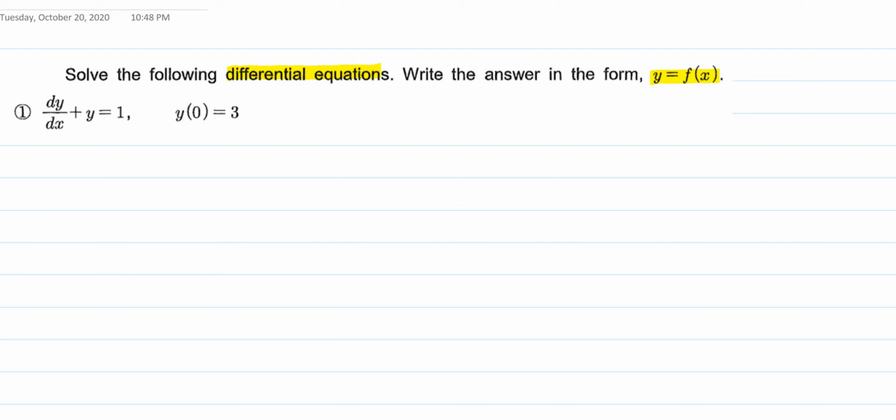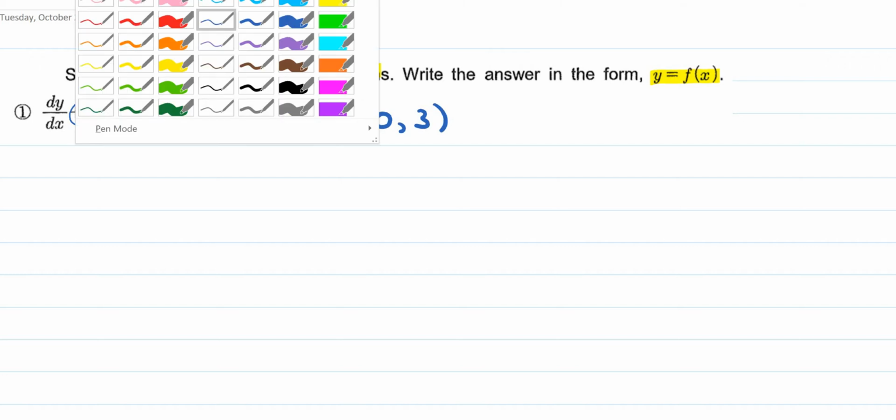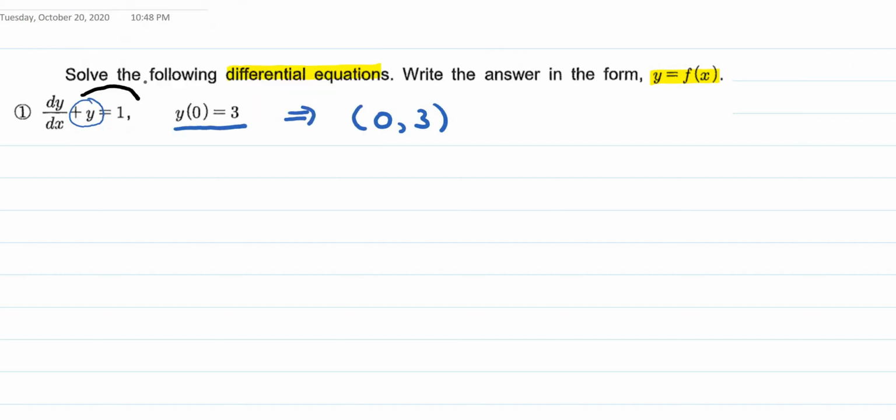Okay, so if I take a look at my question here, I have y of 0 is 3. So if I just translate that into a point, that's really the point (0, 3). So the equation will pass through that point. And what I see here is in the actual problem, I have a plus y over here. So I'm going to move that to the other side to get the problem started. So I have dy over dx equals to 1 minus y.